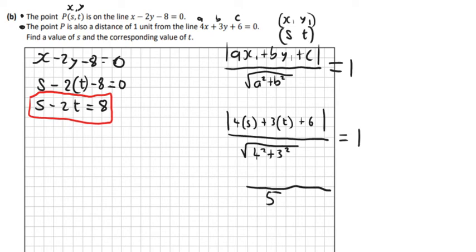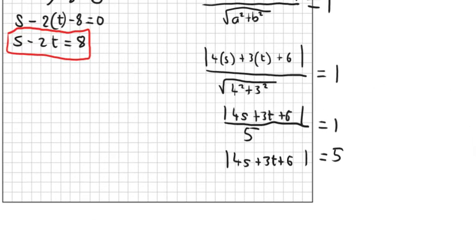The top, you're going to be left with the absolute value of 4s plus 3t plus 6 over 5 is equal to 1, and then the absolute value of 4s plus 3t plus 6 is going to be equal to, bring across the 5 and multiply it, 5 on that side. So you're left with the absolute value signs then, so you need to do something with them.